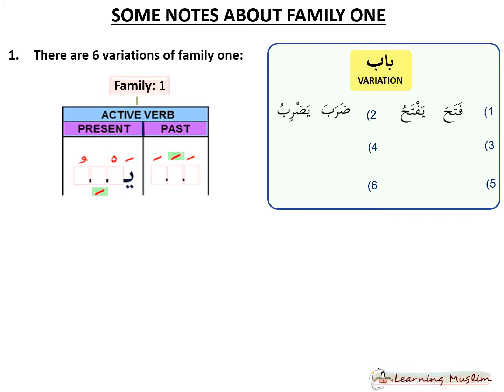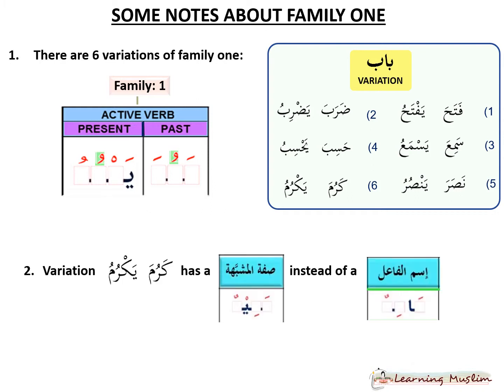The second one is daraba yadribu, fatha on the ain kalima on the past and kasra on the ain kalima on the present. The third one is sami'a yasma'u, kasra on the ain kalima on the past and fatha on the ain kalima on the present. Then bab number 4, hasiba yahsibu, both kasras on the past and present. And bab nasra yansuru, kasra on the ain kalima on the past and dhamma on the ain kalima on the present. And the last one is karuma yakrumu, both dhamma on the past and the present. So these are the 6 variations that you will find in the family 1 throughout Arabic.